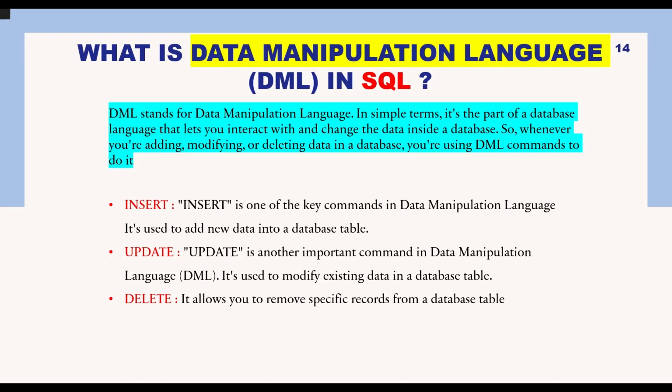Next is update. What does update do? Update simply modifies the data. Update is another important command in data manipulation language. It is used to modify existing data in a database table. Suppose you have one table that contains student number, student name, and student ID. Suppose you entered incorrect data for student ID 123 and you want to change the student name. In that case, you will use the update command.